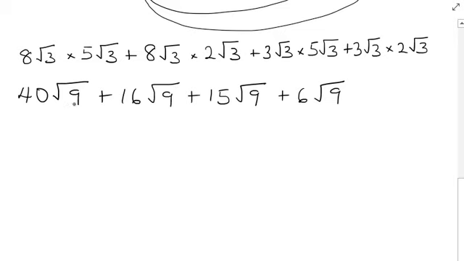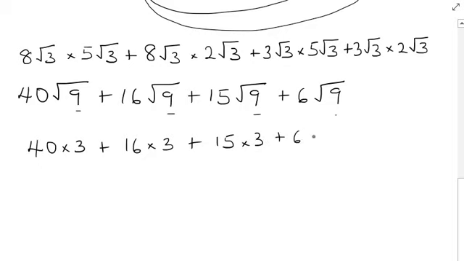So what is root of 9? Because we can see root of 9 is common. What is root of 9? Square root of 9 is 3. So we now say 40 multiplied by 3, that's the root of 9, plus 16 multiplied by 3, the square root of 9, plus 15 multiplied by 3, square root of 9, plus 6 multiplied by 3, square root of 9.